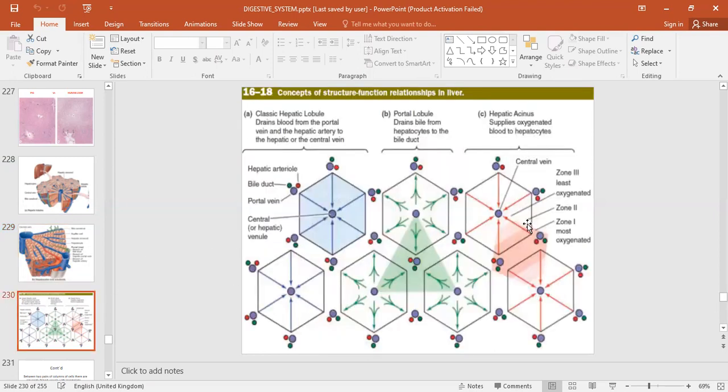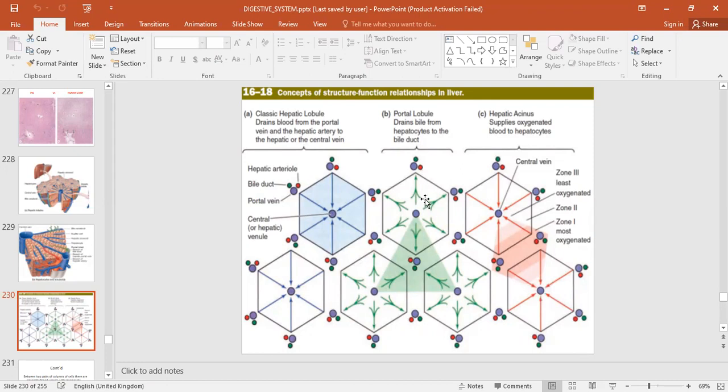So I'm repeating that again. Hepatic acinus deals with concentration of oxygen in relation to the portal artery, because it's the one that is bringing oxygenated blood. Therefore, cells that are in the periphery of a liver lobule receive the highest concentration of oxygen. Cells that are closer to the center of a liver lobule receive the least amount of oxygen.